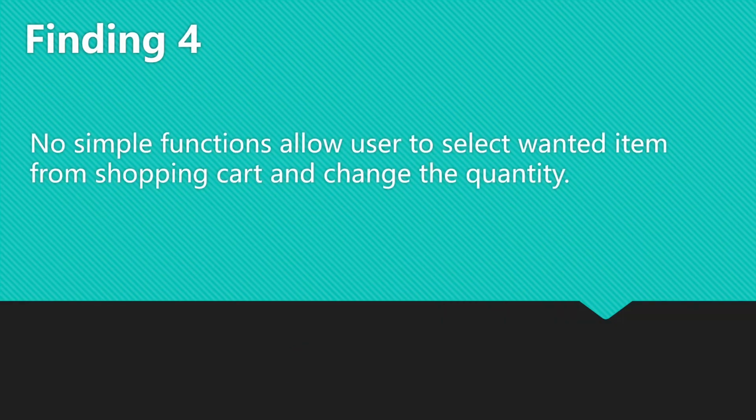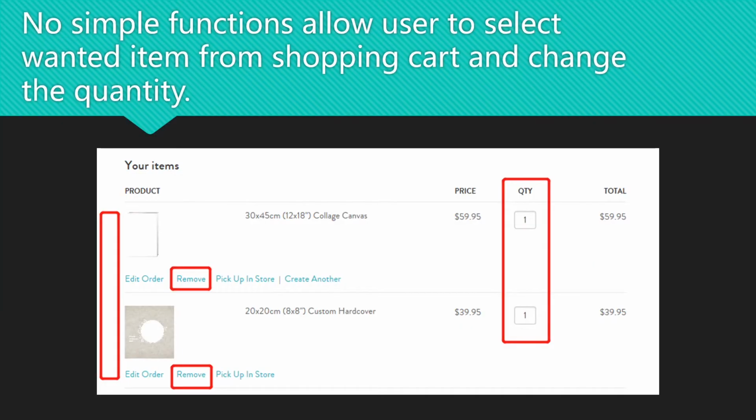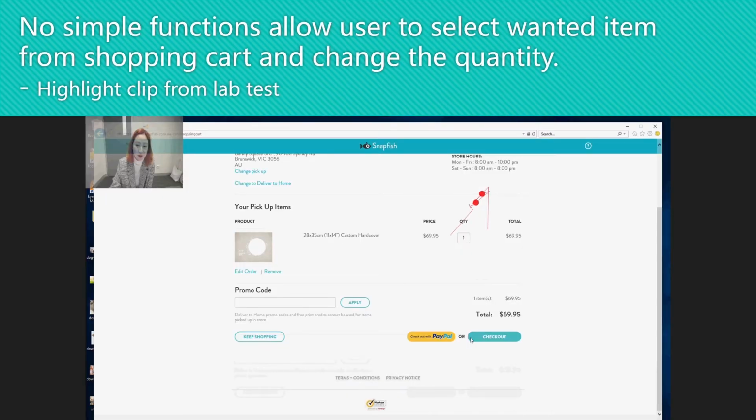Finding 4. No simple functions allow users to select wanted items from the shopping cart and change the quantity. Let's look at this page. There's no icon as a quantity editor, no checkboxes to help people quickly select wanted items. Users can only use the remove icon to delete the item but cannot return it back. According to the response from the lab task, the participants have some comments on this page.